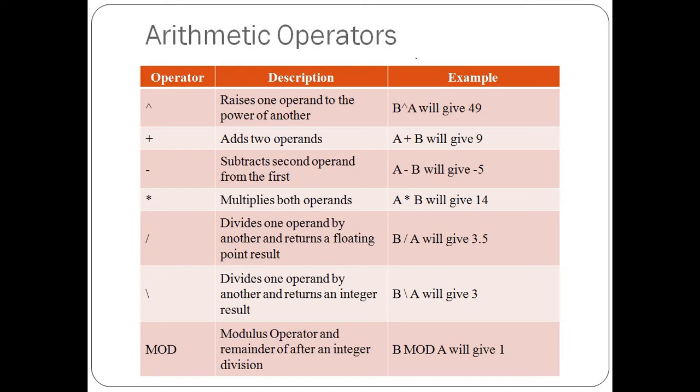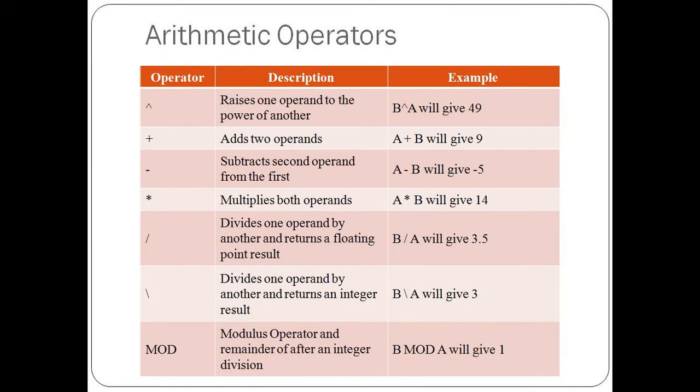In arithmetic operators, which are used for arithmetic equations, we have simple operators like plus for addition, minus for subtraction, into for multiplication, and division. In division we have got three operators. The first one is a simple slash, or forward slash. It divides one operand by another and returns a floating point result.